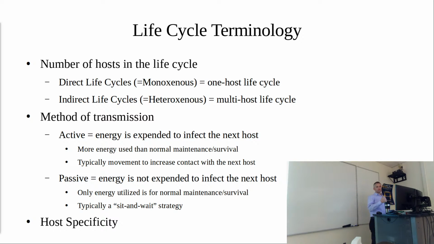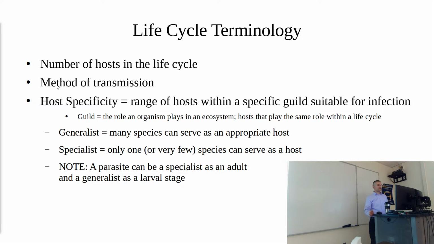So we got a number of hosts. This is direct or indirect. We're going to use all these terms throughout the class. We got active versus passive transmission, and then we also have host specificity. Host specificity refers to the range of hosts within a specific guild suitable for infection. I'm not going to ask you for the guild. It's an ecological term, but that guild is basically the role an organism plays in that ecosystem. And in terms of the parasites, it is the role that the host plays in the life cycle.